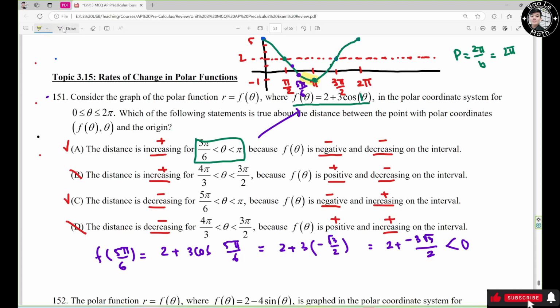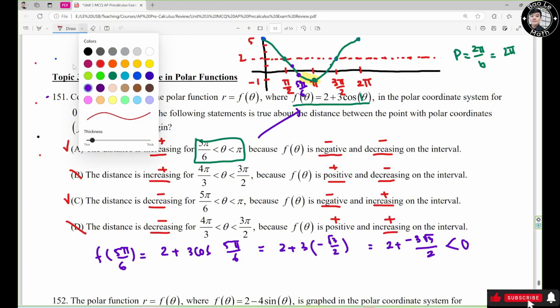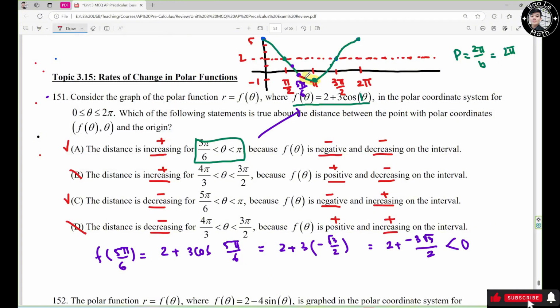Now observe that this interval is below the axis, so it's negative, and it's going down, so it's decreasing. It's negative and decreasing, so the distance is increasing. So the answer is A. You see that it's getting further away from the origin, getting bigger and bigger, so the radius is bigger.